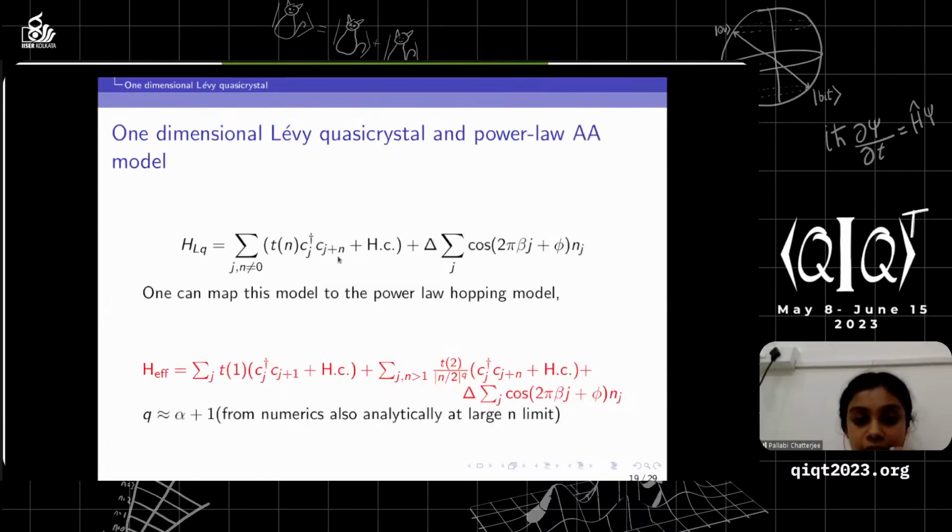So we map our Levy-Quasicrystal model to a power law hopping model, where we separate the first nearest neighbor term, and the rest of the terms can be calculated using the power law term n by 2 whole to the power q, where those q values we got from the fitting. From the fitting we can see that q is almost equal to alpha plus 1, and also analytically we showed that it is alpha plus 1 in the large n limit.